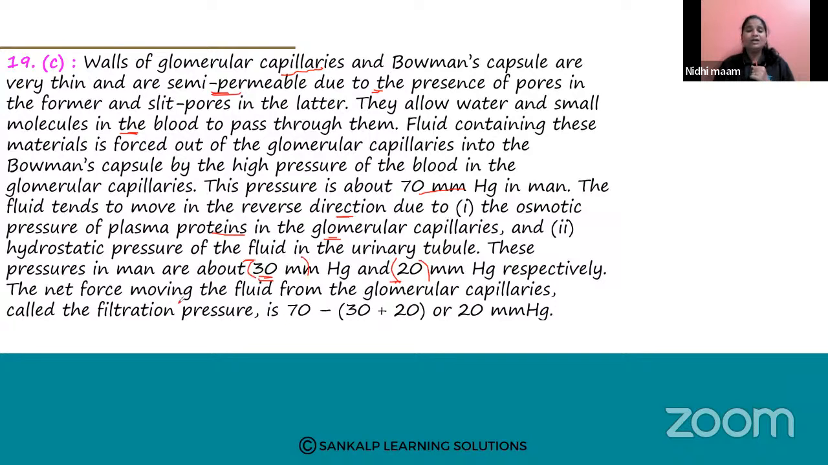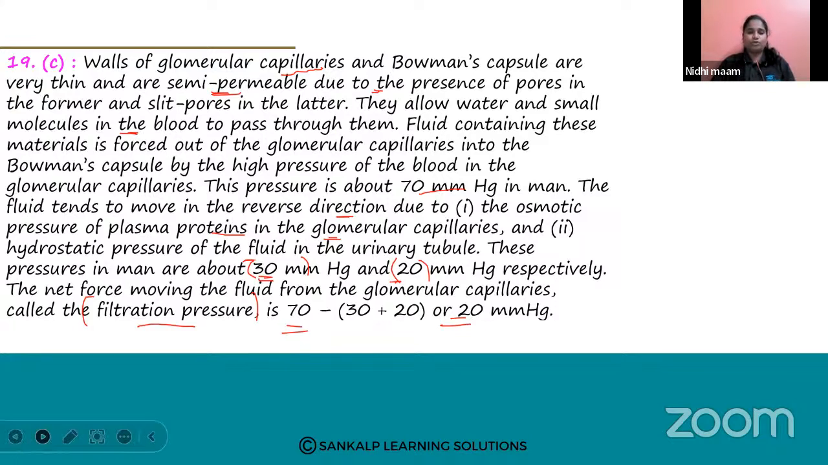The net force moving the fluid from the glomerular capillaries is called filtration pressure. That is, the pressure by which fluid goes out of the glomerular capillaries is called filtration pressure. So it is 70 minus 30 plus 20. When you solve this, you will get 20 mmHg. So option C is the right answer.